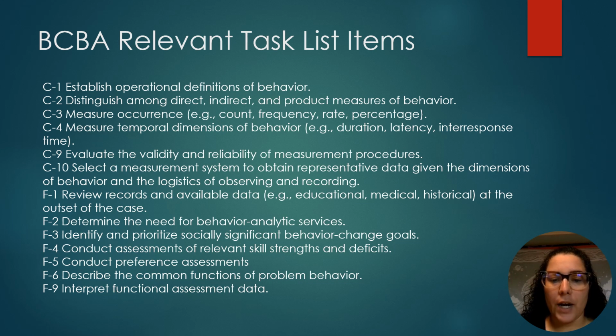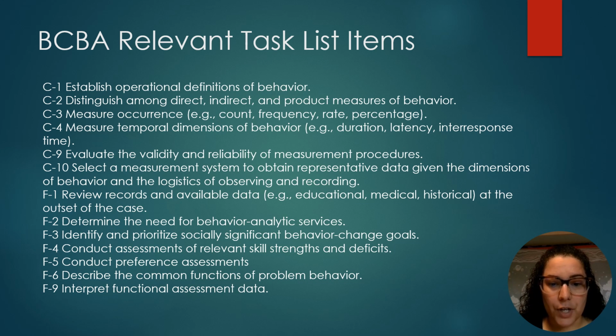Determine the need for behavior analytic services. This client is a good candidate, with autism spectrum disorder. We have those socially significant behaviors for behavior change. Identify and prioritize socially significant behavior change goals. Again, aggression, noncompliance, and SIB. And then we can use the barriers assessment for the adaptive skills that we can implement and track.